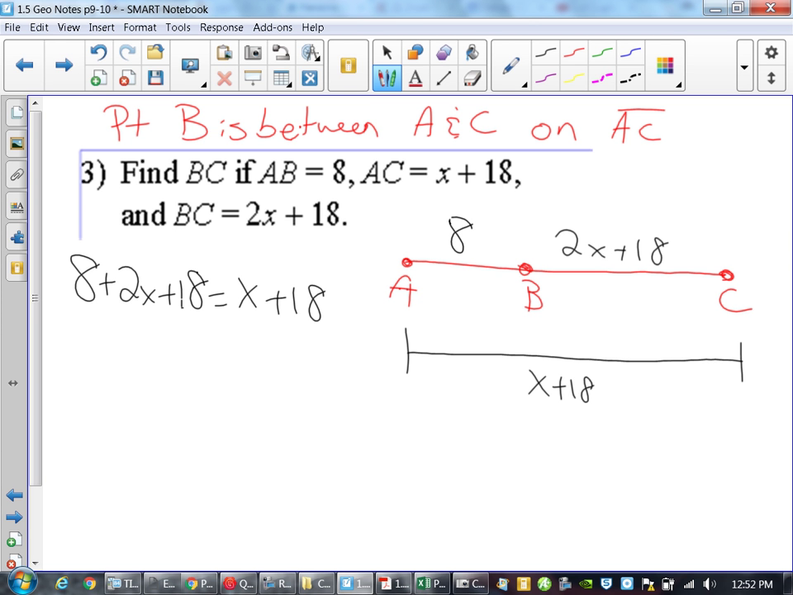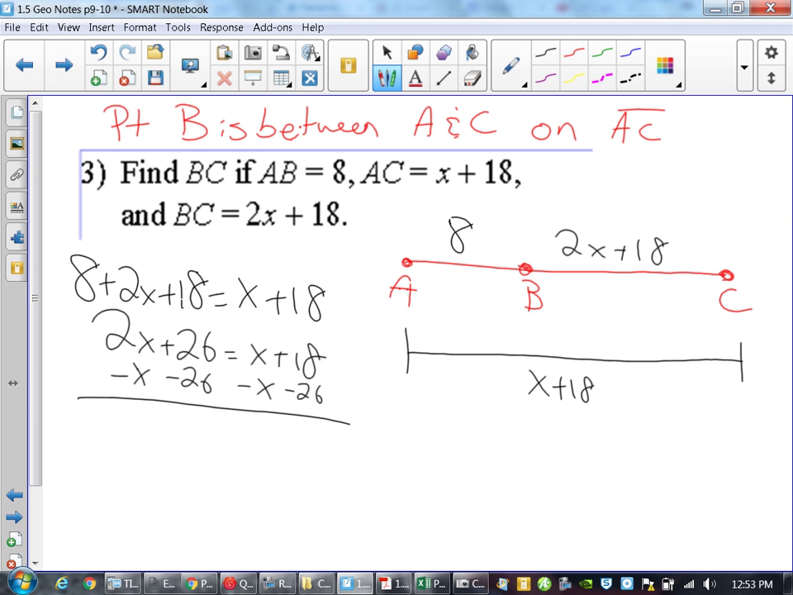Okay. Combine your like terms. What's 8 and 18? Very good. Okay. Variables on both sides of the equation. Who are you going to pick on? The little guy. You're going to pick on the x or the 2x? X. So I'll subtract x. At the same time, I'm going to move the 26 by subtraction as well. I get x equals negative 8.